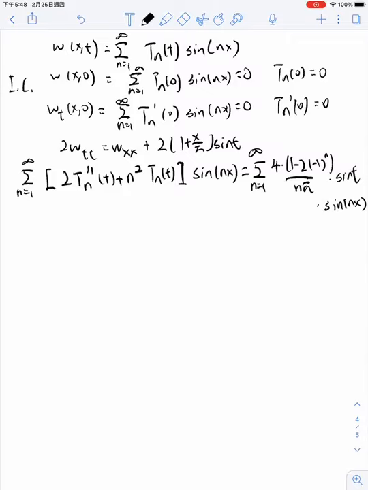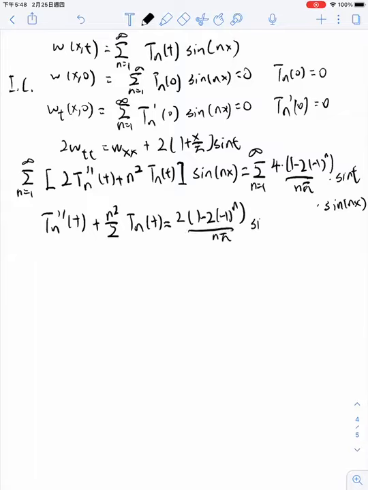So we build equality here. For the same n, we can solve the t for each n now. That has an ordinary differential equation like this. Because it is a non-homogeneous equation, the t here has two solutions.